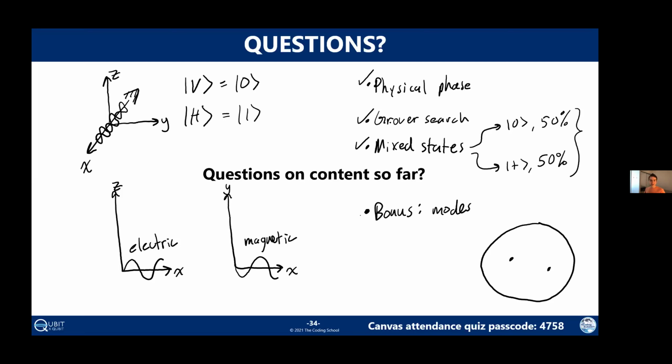Yes, this is entirely optional content, just to be clear. So if you needed to head out, you can head out.